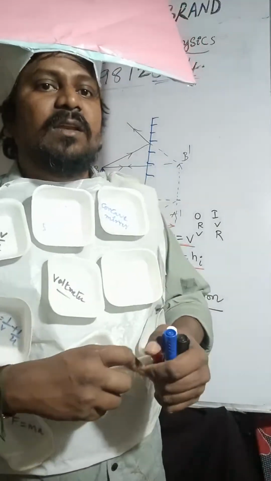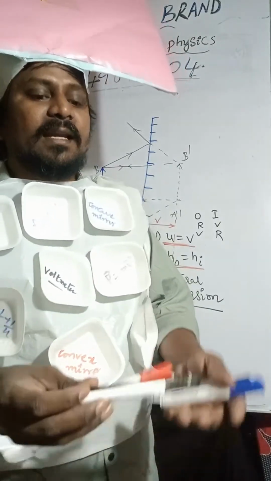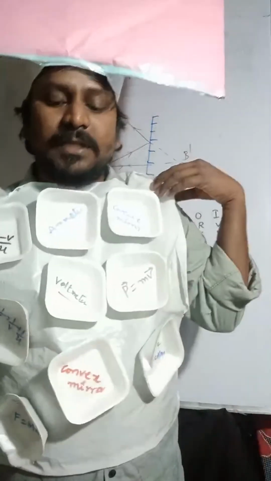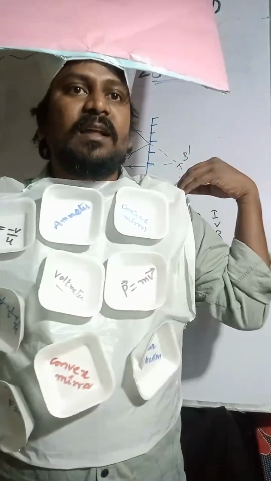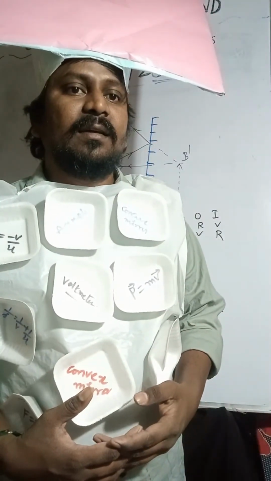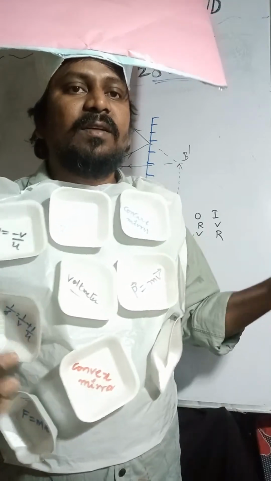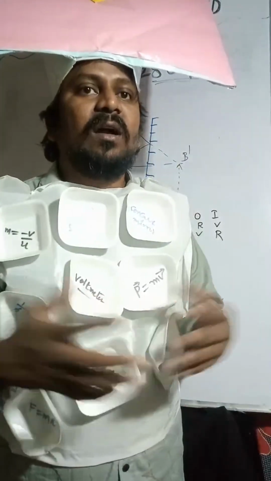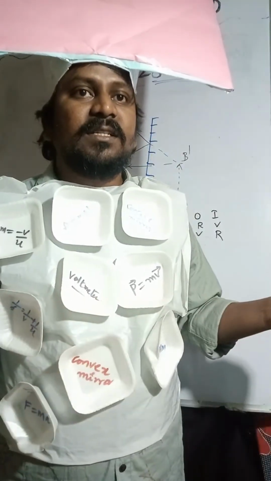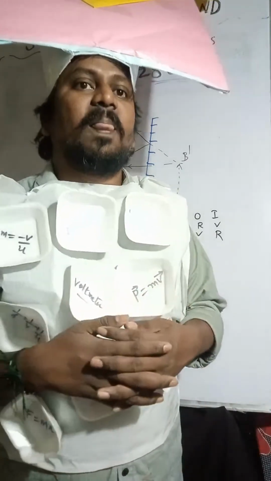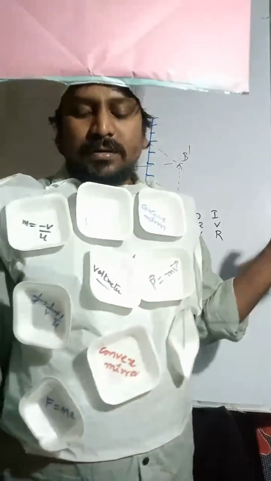So what is lateral inversion? Lateral inversion is the phenomenon in which the right side of the object appears to be the left side of the image, and the left side of the object appears to be the right side of the image. This mirror image is called lateral inversion. I hope it is very clear. So this is about lateral inversion. Okay, so these are the points.